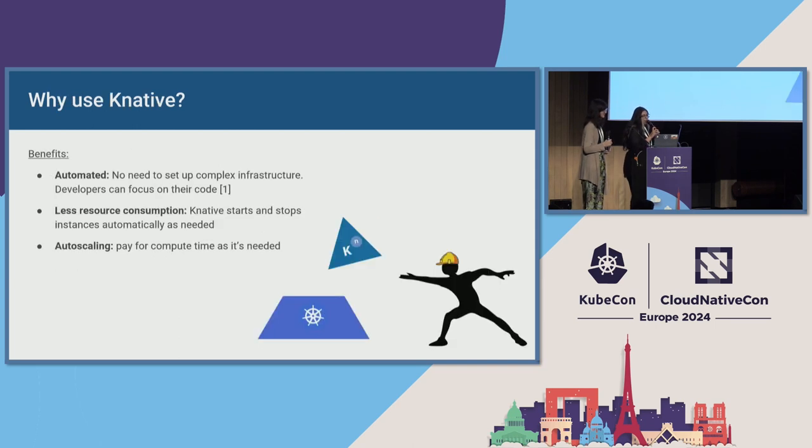And so why might you want to use Knative? The benefit of using Knative is that it allows you to automate things. If you were to use Kubernetes by itself, you'd have to set up the complex infrastructure. By using Knative, you as a developer can focus more on your own code. It also has less resource consumption. Knative is able to start and stop instances automatically as needed. And lastly, there is auto scaling, so you only pay for the compute time that you need. So it is going to be cheaper.